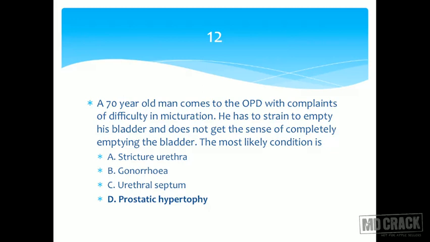So all these are classical complaints of BPH, benign prostatic hypertrophy, or some people also call it BHP, benign hypertrophy of prostate, whatever you like. That is the problem. The prostate has hypertrophied, it has grown big, it is compressing on the urethra, and therefore the person is having problems with micturition.